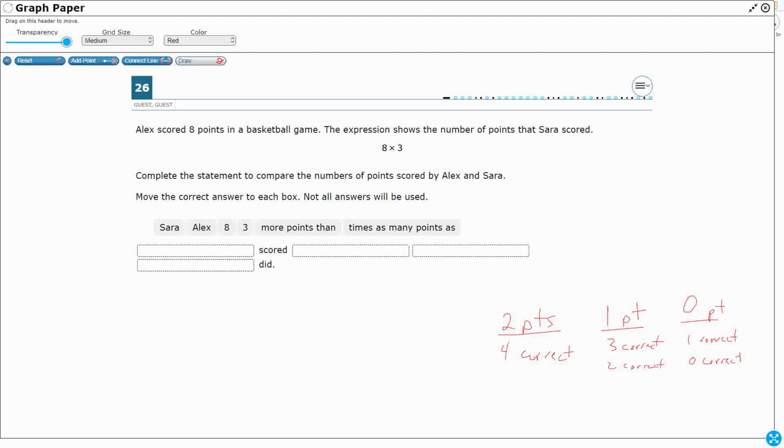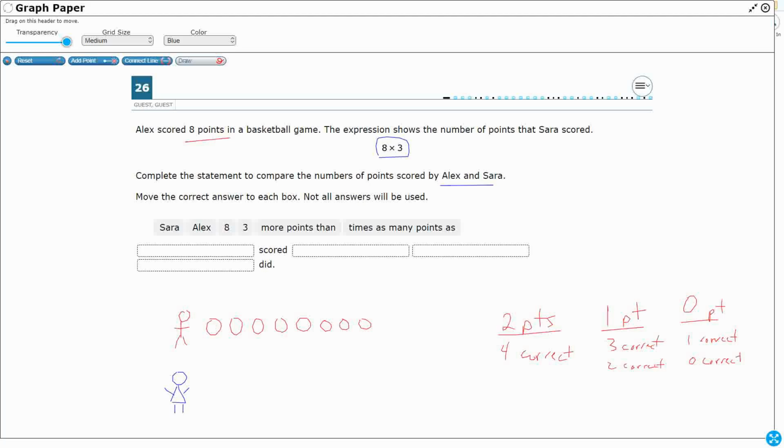Alex scored 8 points in a basketball game. Okay, so let's draw Alex here, and I'm just going to draw 8. 1, 2, 3, 4, 5, 6, 7, 8. There we go. Let's say each of those basketballs represents a point. The expression shows the number of points that Sarah scored. So she scored 8 times 3. Complete the statement to compare the number of points scored by Alex and Sarah. All right, so let's make Sarah like this.